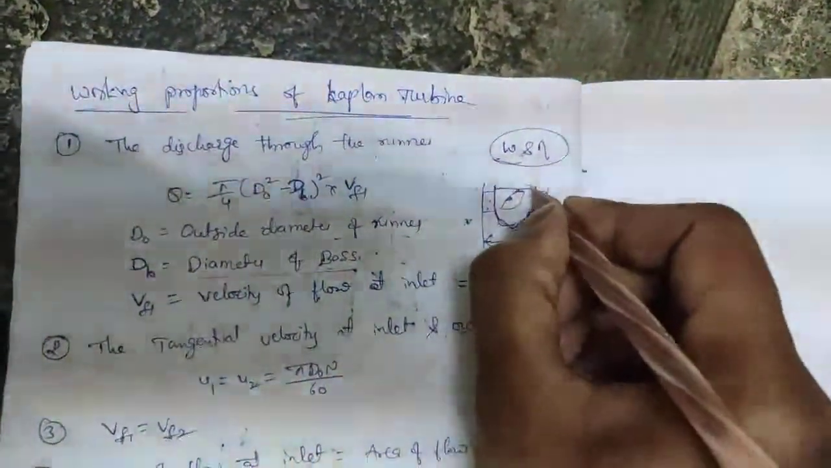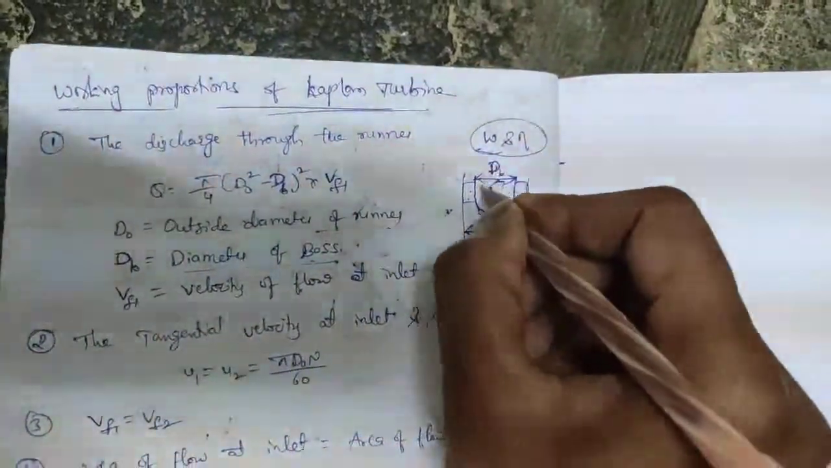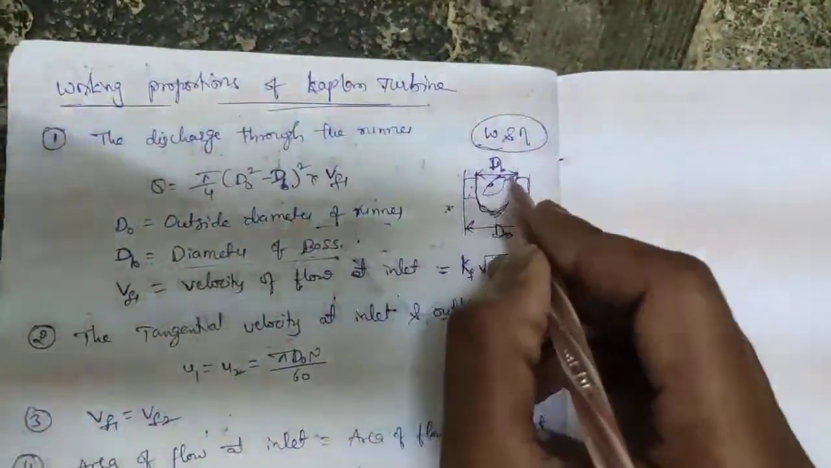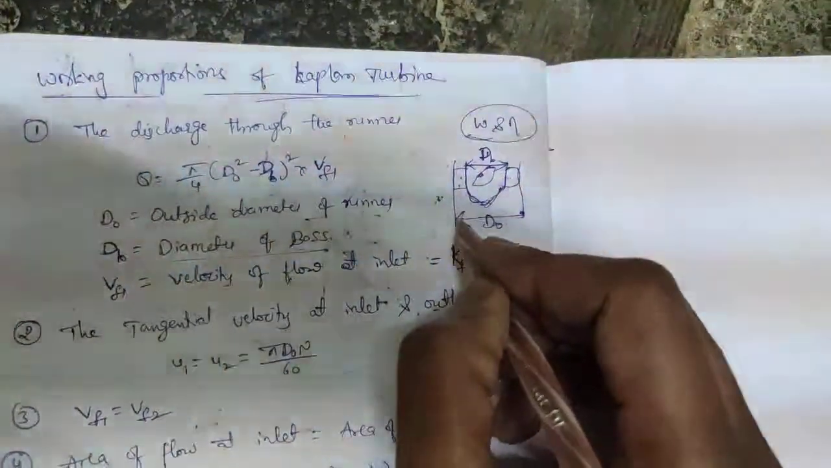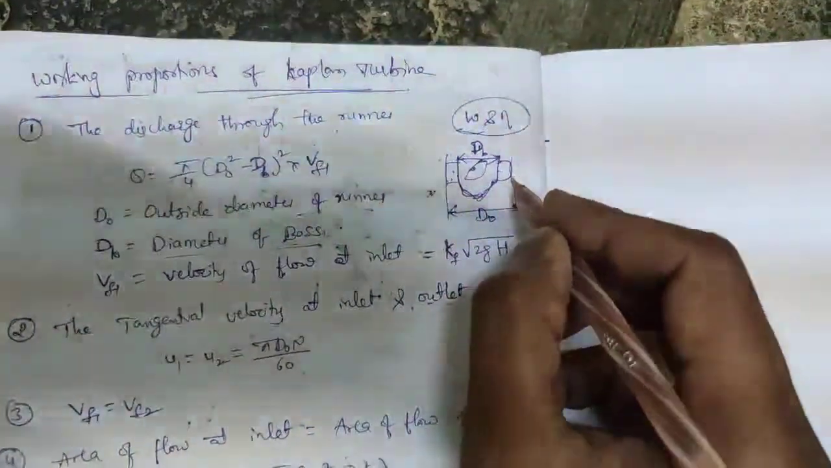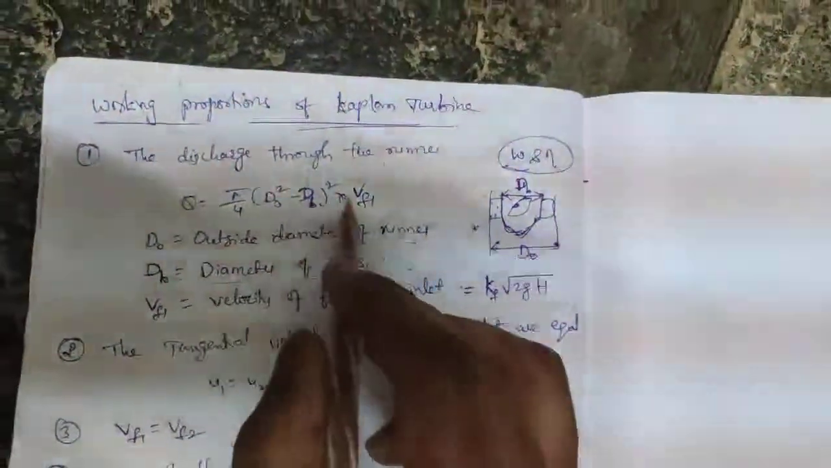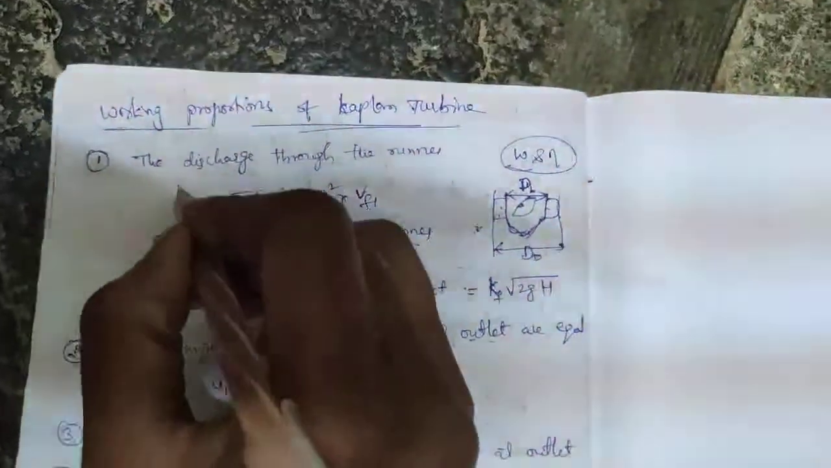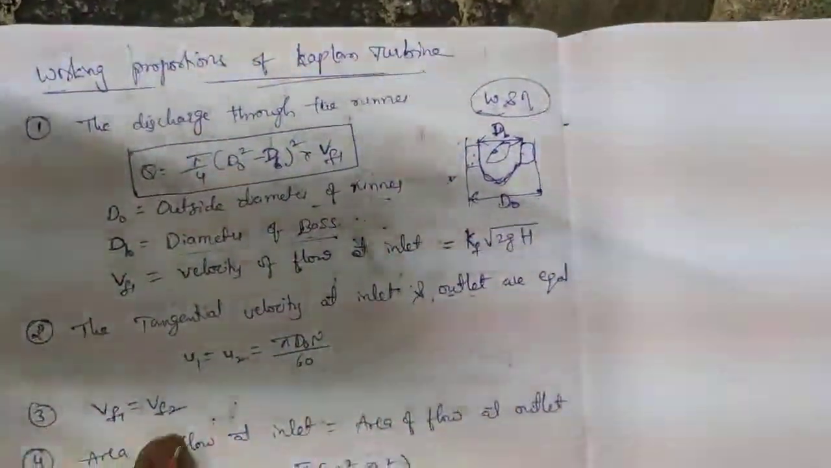This is the hub. This dB is the hub diameter, from here to here. From the edge of the blade to this point is the outside diameter. And Vf is the flow velocity at inlet. So this is the formula to calculate the discharge through the runner.